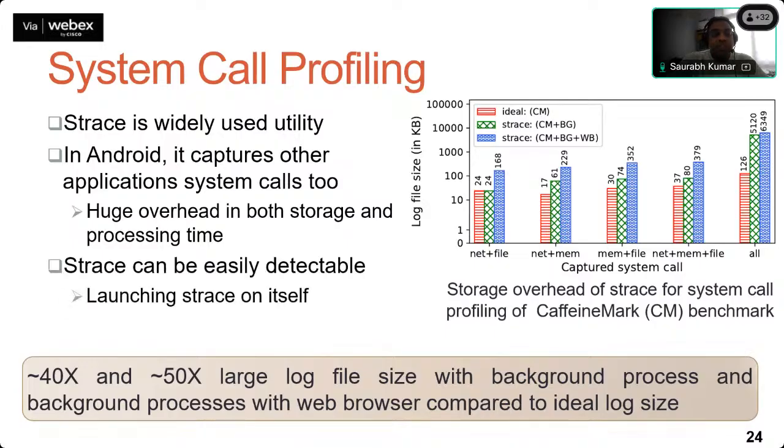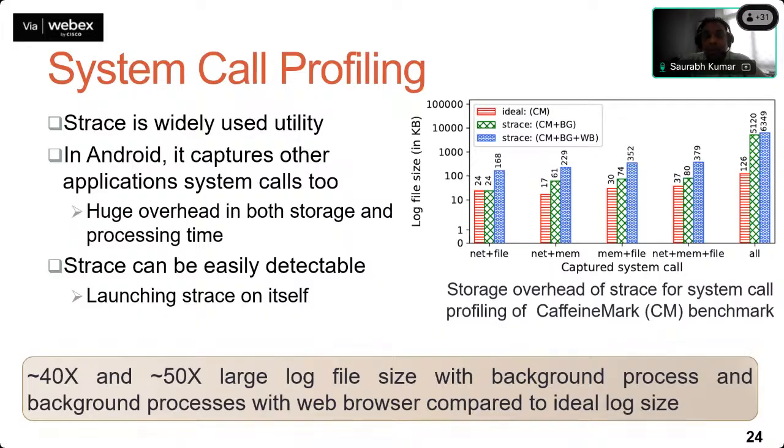So this is the information, and another thing is that strace itself can be easily detectable. So how can one detect these things? For example, strace generally uses ptrace system calls. The property of the ptrace system call is that if some application is already being monitored by ptrace, then any other application cannot apply ptrace on the same application.